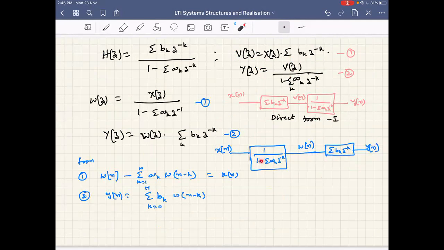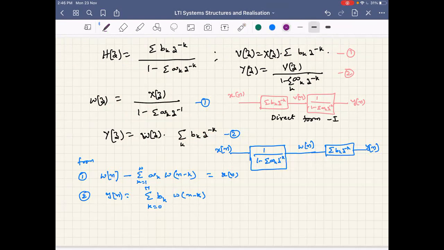You can see these two are in cascade, and hence they both get multiplied to give us the same H of z. Same is the case even here, because you can consider H1 of z and H2 of z, and the multiplication is this. Previously, this was the sequence. Now let us see: W of z is equal to X of z by this, and Y of z is equal to W of z into summation of b k z power minus k, summation over k.